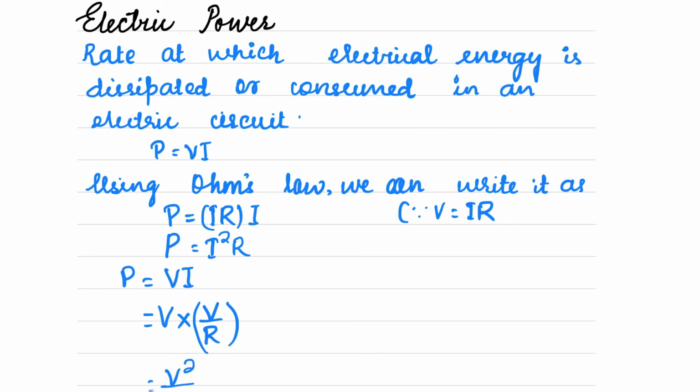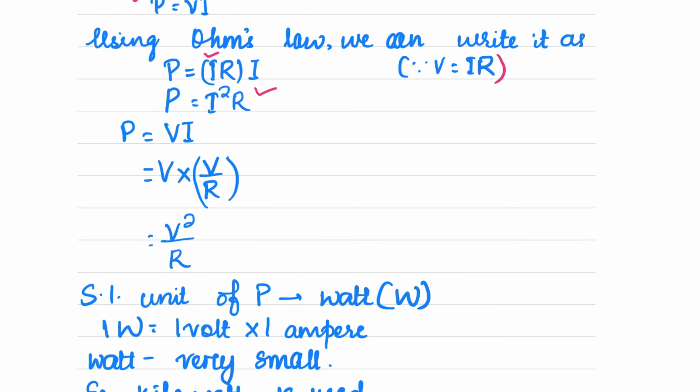Now we are left with only one concept of this chapter, that is electric power. Now we know that power is the rate of doing work. Electric power is the rate at which electrical energy is dissipated or consumed in an electric circuit. We already know from our previous lectures that P is equal to VI. Now if we use Ohm's law, that is V is equal to IR in this equation, then it becomes P is equal to IR into I, which is equal to I square R. Now we also know that P is equal to VI, and here we can replace I with V by R, so P is equal to V into V by R, or it is V square by R.